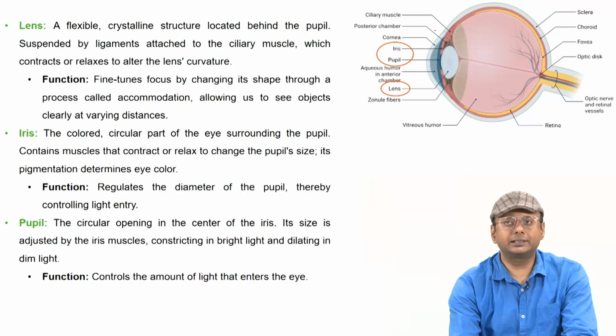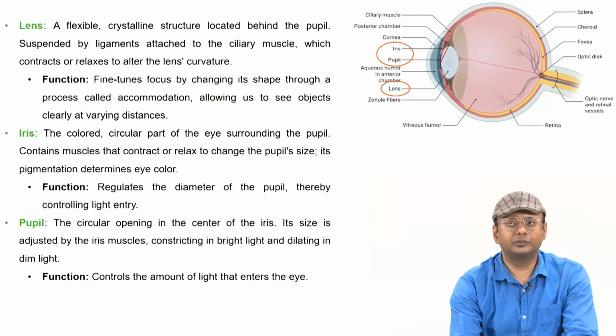Then the lens, you can see this part, which is one of the most crucial components of the eye. It is a flexible crystalline structure, right? This is a crystalline and flexible structure that is located behind the pupil.